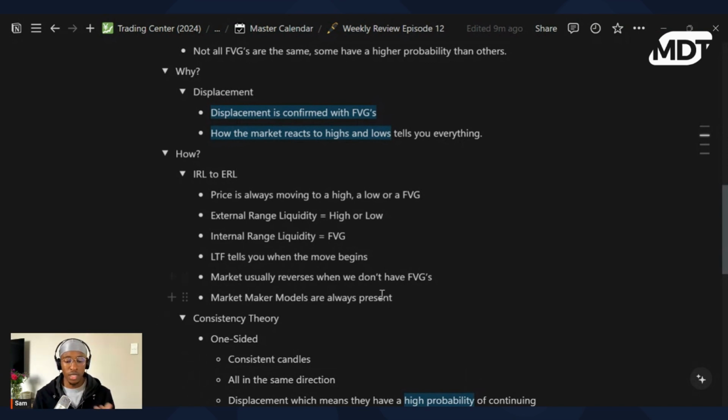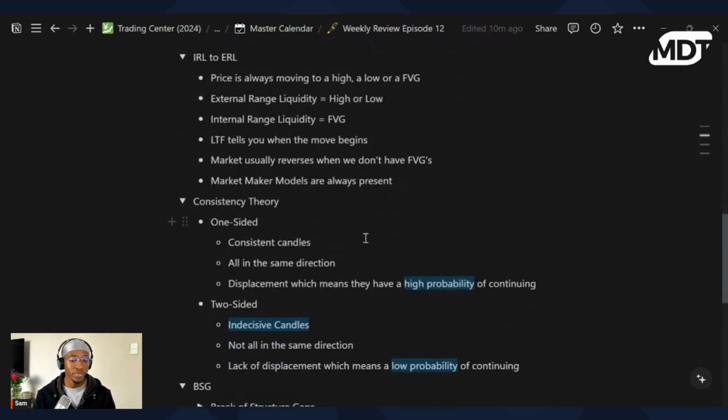So it goes back to the fact that you can use them for a whole host of things, from a key level to trade from, but also to inform that high time frame bias, based on whether you can identify them or not. And then market maker models are always present, and I'll go through this in a bit. It's one of the concepts, but it's got a whole story on its own.